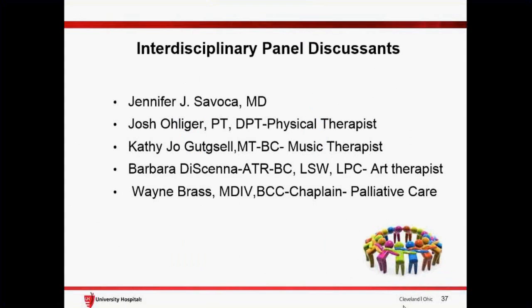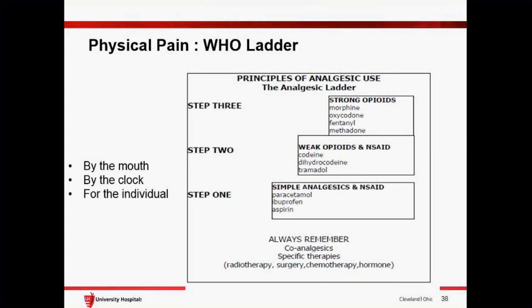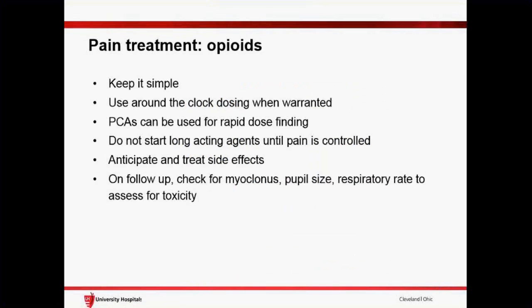So we'll start with the physical assessment, and then Jenny's going to talk to you about the management of physical aspect of pain. Before that, I just mentioned about WHO ladder. I don't need to go into detail. You all know. Step 1 is starting with simple analgesics and NSAIDs. And then if the pain is not controlled with that, weak opioids and NSAID, and if it's not controlled, then you go to stronger opioids. And remember to give the medications by the clock, by the mouth, and for the individual. Jenny.